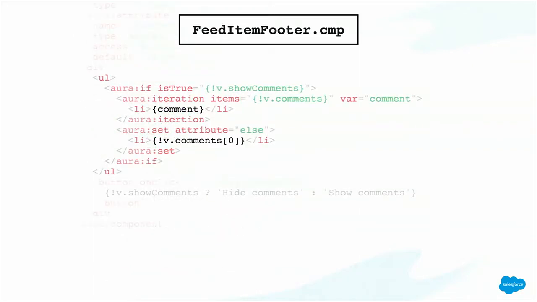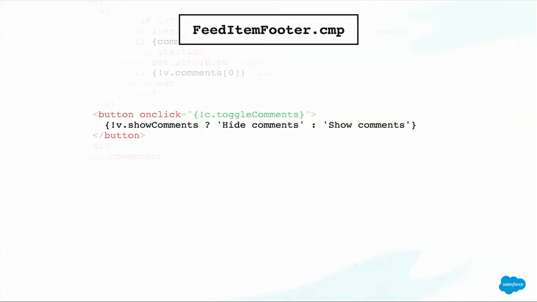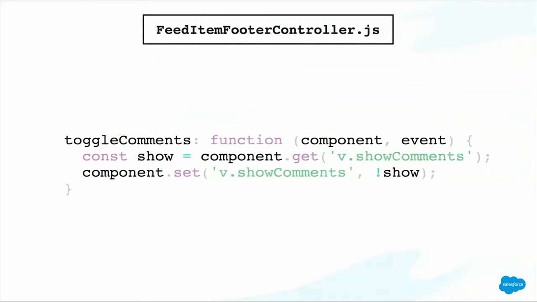So wrapping up the feed item footer component here, we have the unordered list, which iterates over our comments and displays either one or all, depending on the value of that show comments attribute. And then lastly, we have our button. And when our button's clicked, we fire off an event to toggle comments in our controller, and that updates the state of the show comments attribute. So looking in our feed item controller here, here's our toggle comments function, and it just sets the private attribute from before, that show comments, and updates it to whatever the opposite of its current state is.